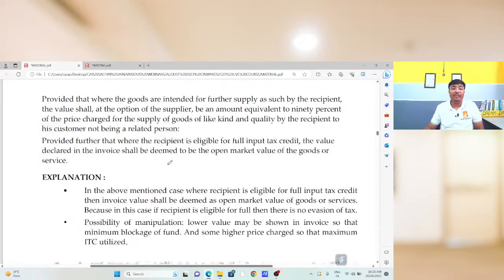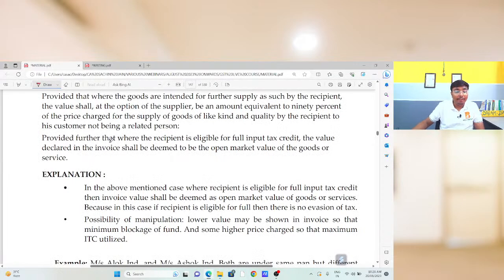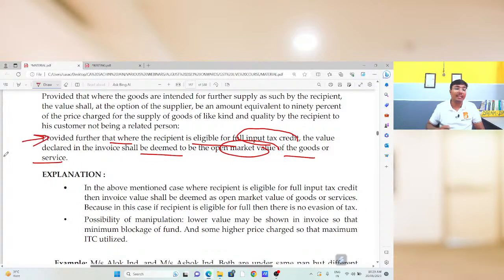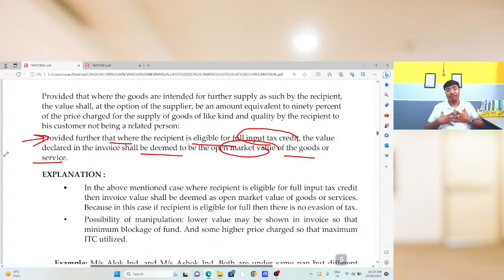One more important point is there: provided further that where the recipient is eligible for full input tax credit, the value declared in the invoice shall be deemed to be the open market value of the goods or services. This line is there. So government is saying that if I am going to transfer that particular product to my Gujarat office and Gujarat is eligible for the full input tax credit, in that case there is no issue with the value. जो भी value पे आप transfer कर रहे हो, whatever will be the value declared by Mr. Sachin, that will be treated as the value of supply, because the counterparty is eligible for 100% input tax credit.